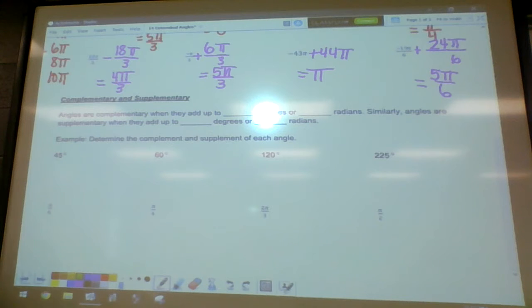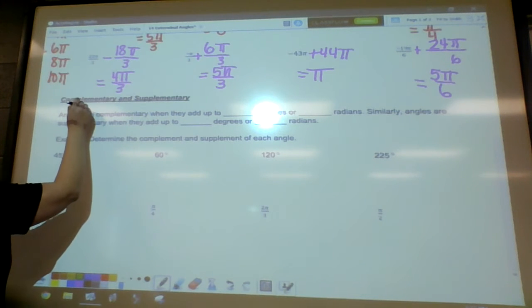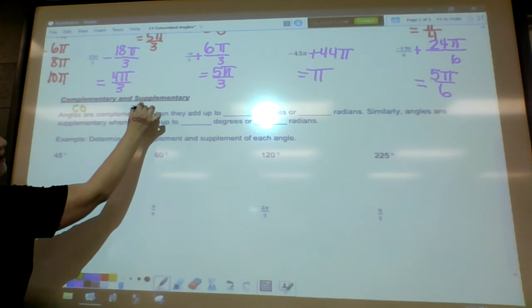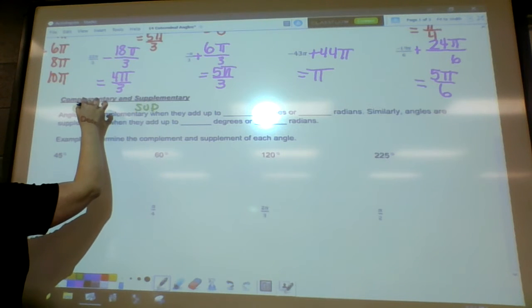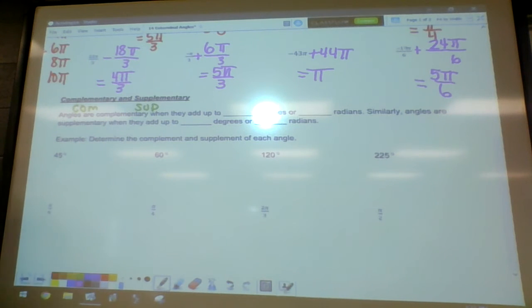Complementary is 180 and supplementary is 90. Nope. But you had a 50-50 shot, right? So here's how I remember. Those are the first 3 letters of each one, right?